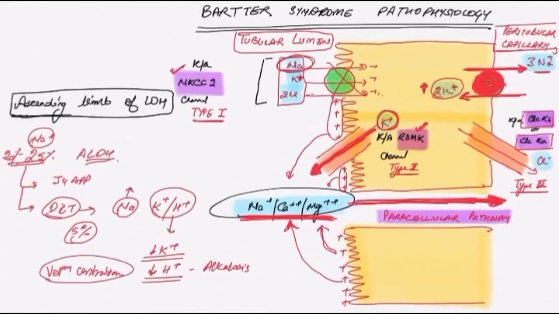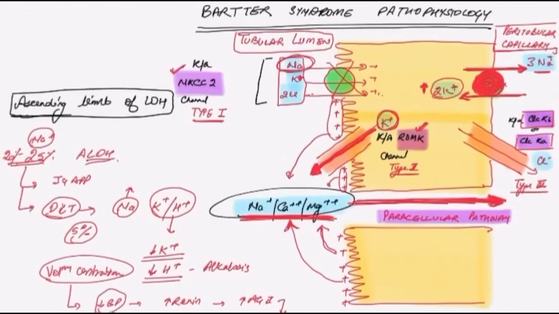This volume contraction will lead to decrease in the blood pressure, which results in increase in renin secretion. This is all normal physiology that I am telling you about, which leads to increase in angiotensin 2 and leads to increased aldosterone. So this is the secondary type of hyperaldosteronism due to the decrease in the blood pressure.